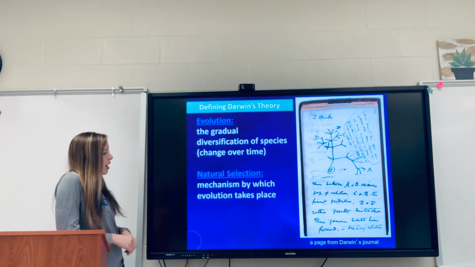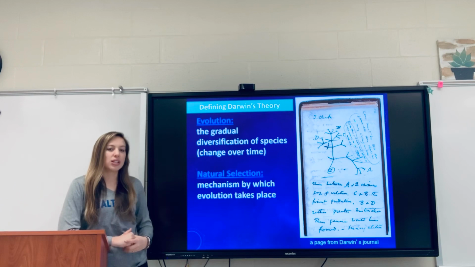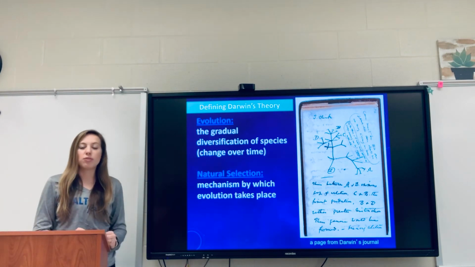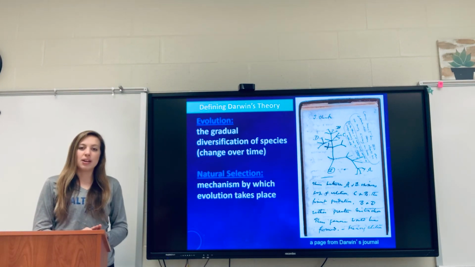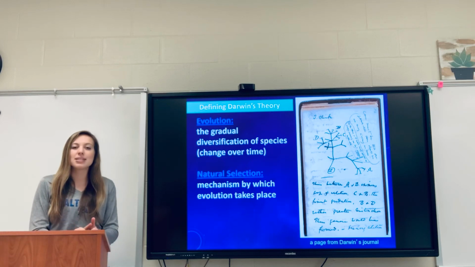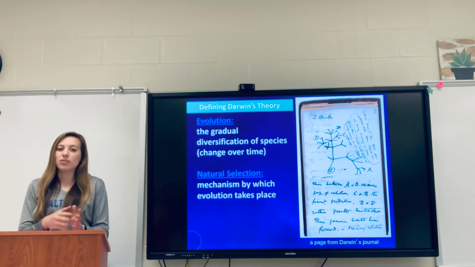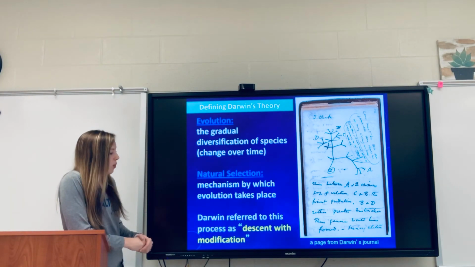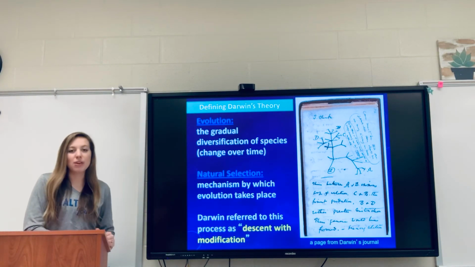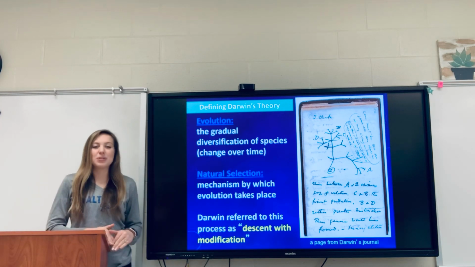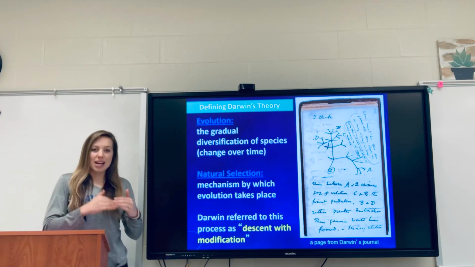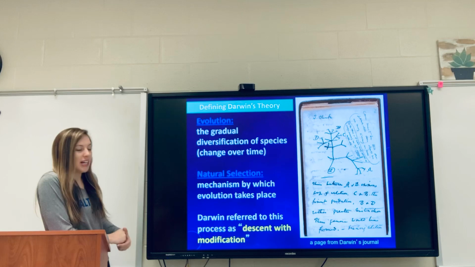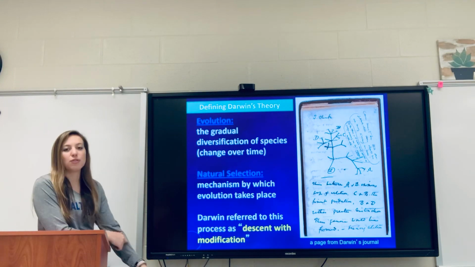And then natural selection, mechanisms by which evolution takes place. So the more favorable trait that the organism has, they're able to survive whatever condition, and then they're able to reproduce more. Darwin referred to this process as descent with modification. So as more organisms have offspring and we go down that family tree, things are being modified based on what is more favorable.